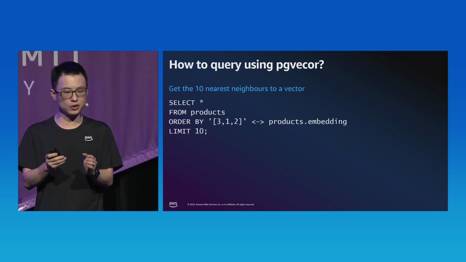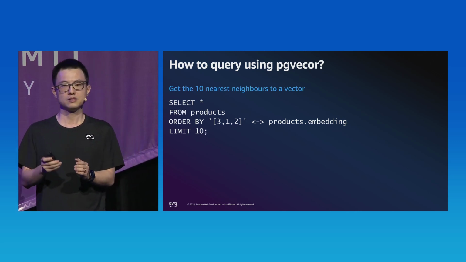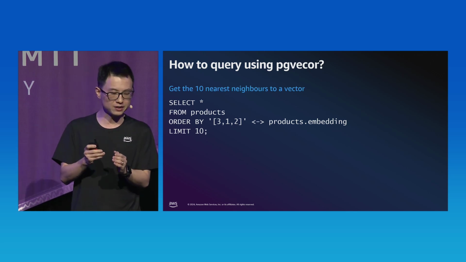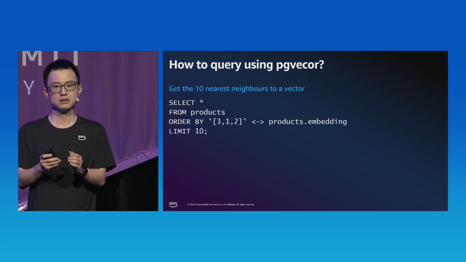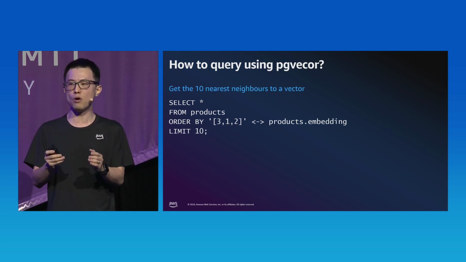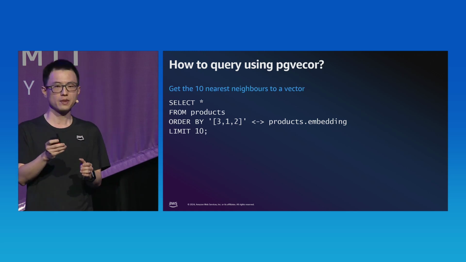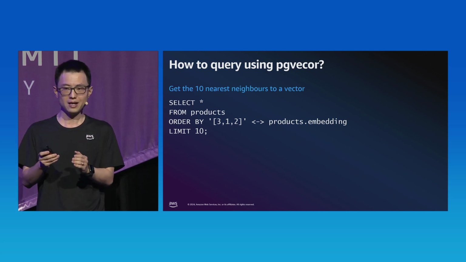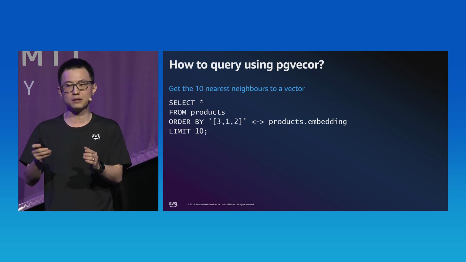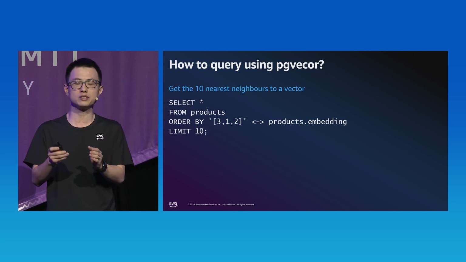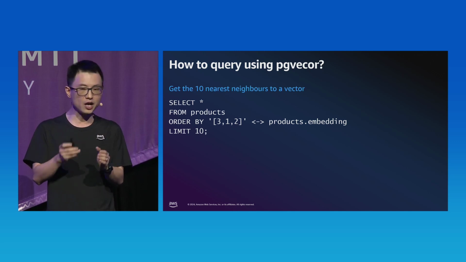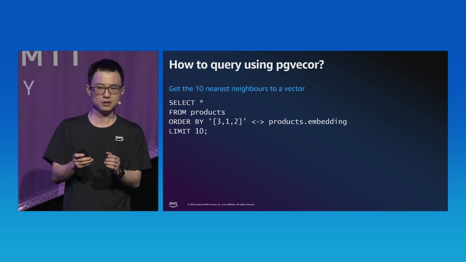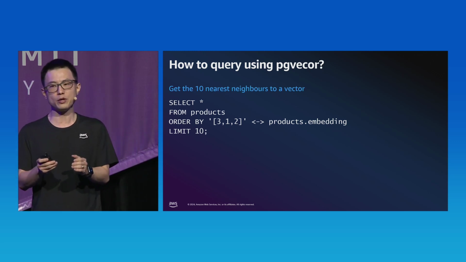Using pgvector is very straightforward. So here is an example of how you can get the 10 nearest neighbors to your vector [3, 2, 1]. You can just write a normal query. You choose your distance operator, like here we choose the L2 distance operator, and then you compare against your embedding column. And then to get the 10 nearest neighbors, you just use LIMIT 10 as your keyword. As simple as that. So it's very straightforward to use pgvector to query your embedding data.